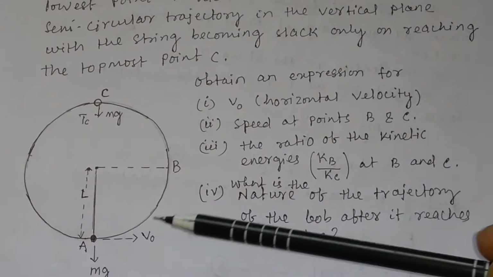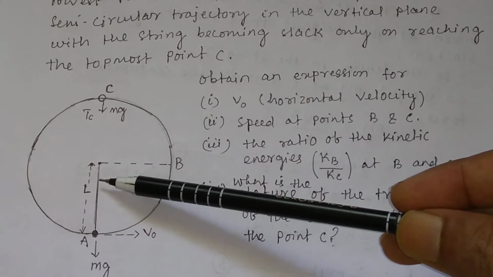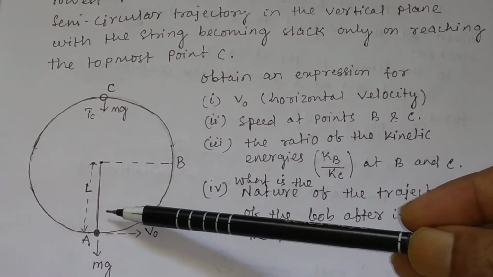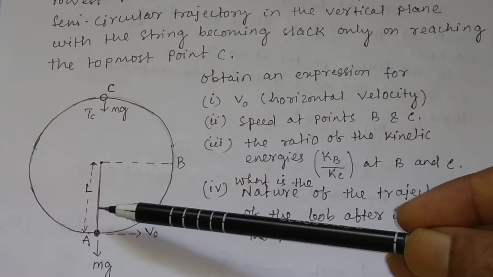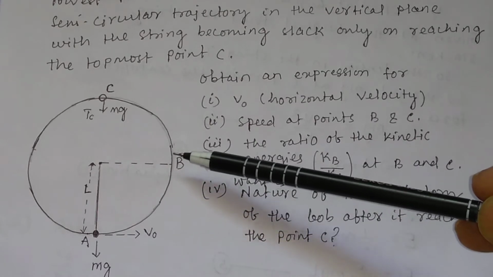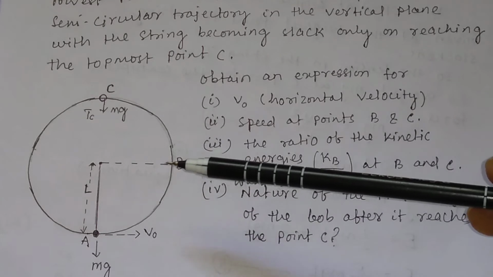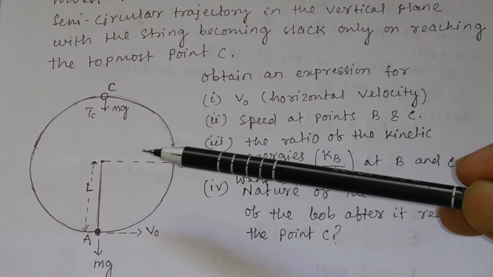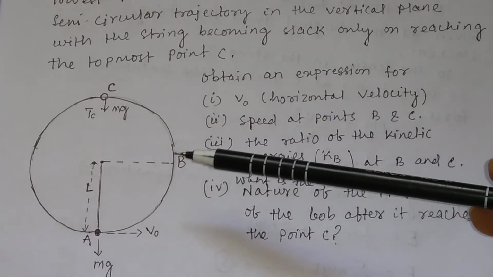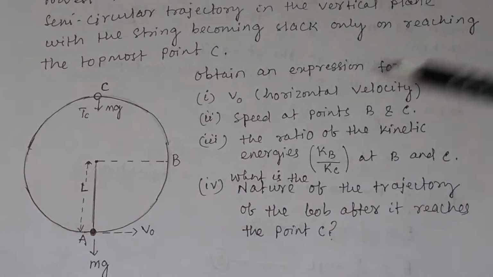You see in this figure, this is the direction of the displacement and this is the direction of the tension, and the angle between the tension and displacement is equal to 90 degrees. So work done will be equal to 0. At this point also you see the direction of displacement is along the tangential direction, and this is the direction of the tension. So the angle between them is 90 degrees. So work done by tension at every point in this circular path will be equal to 0.